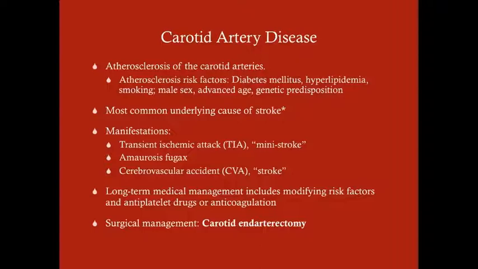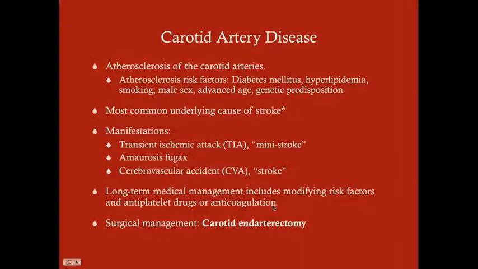Amaurosis fugax is a form of TIA in which you've got an emboli that's sent to the retinal arteries, and it causes transient monocular blindness, so blindness in one eye, which ultimately also goes away. And then the big one is cerebrovascular accident, which is the big stroke, and this causes long-term symptoms, longer than a day. So these are all the manifestations of carotid artery disease. And of course, you can also have carotid artery disease as just an asymptomatic patient.